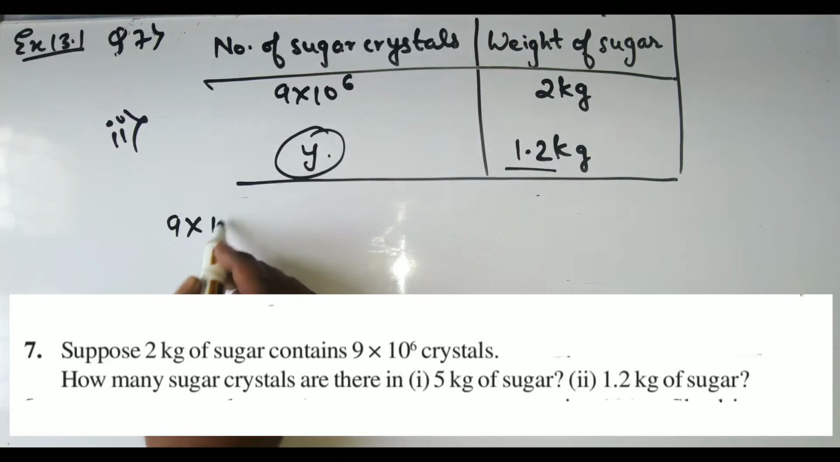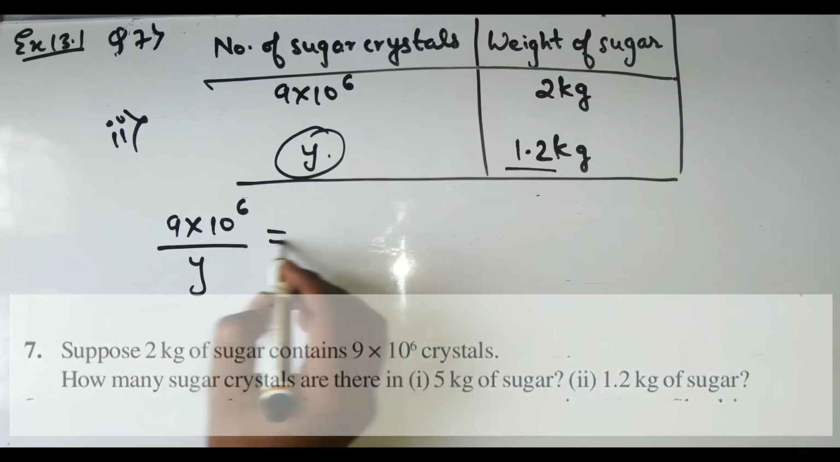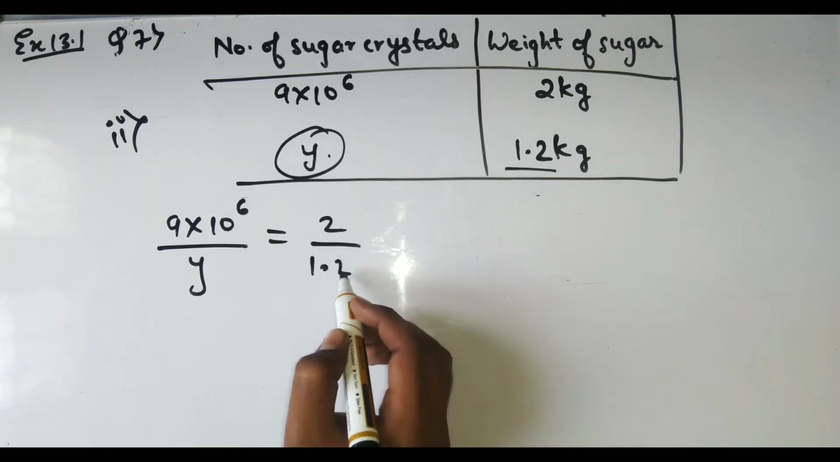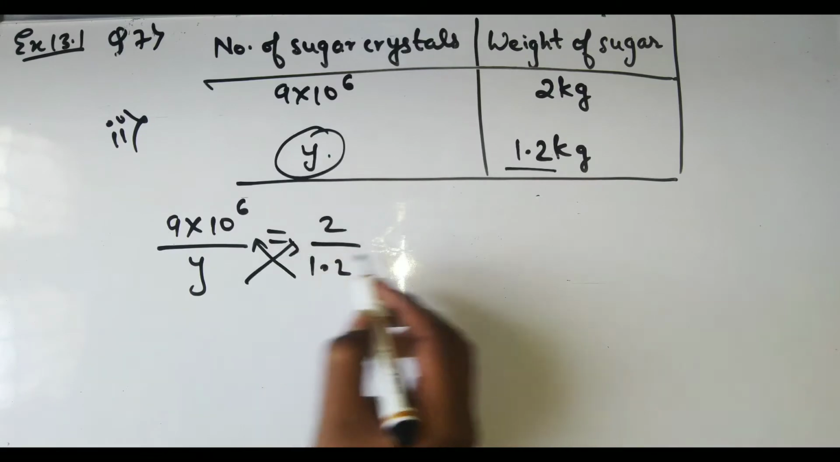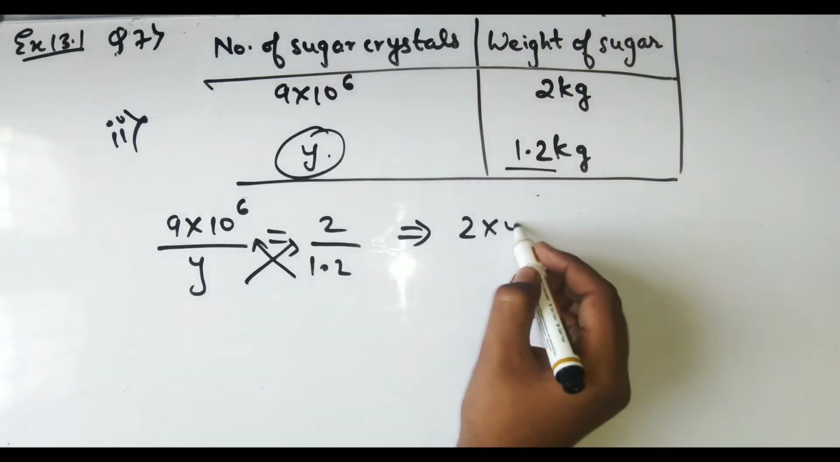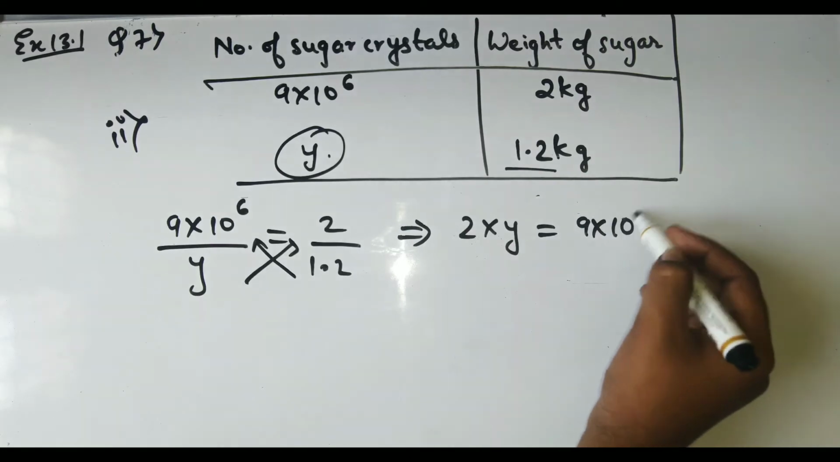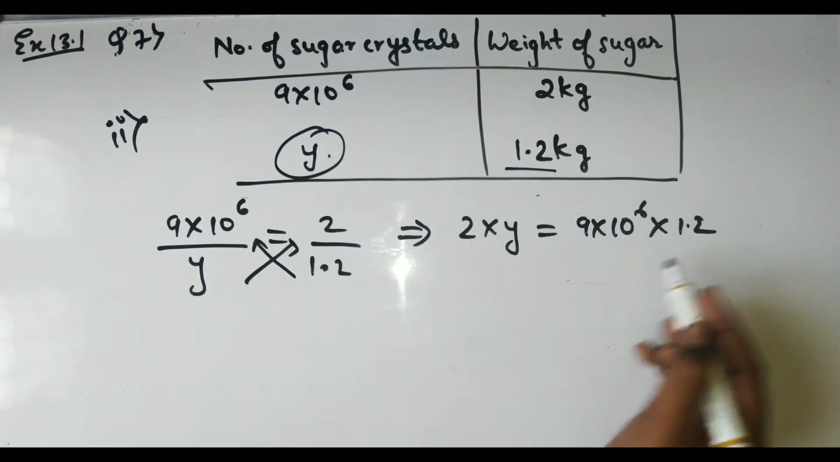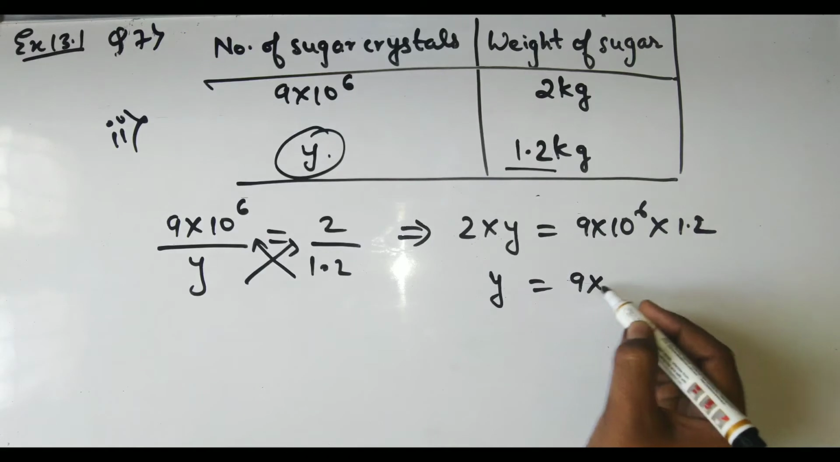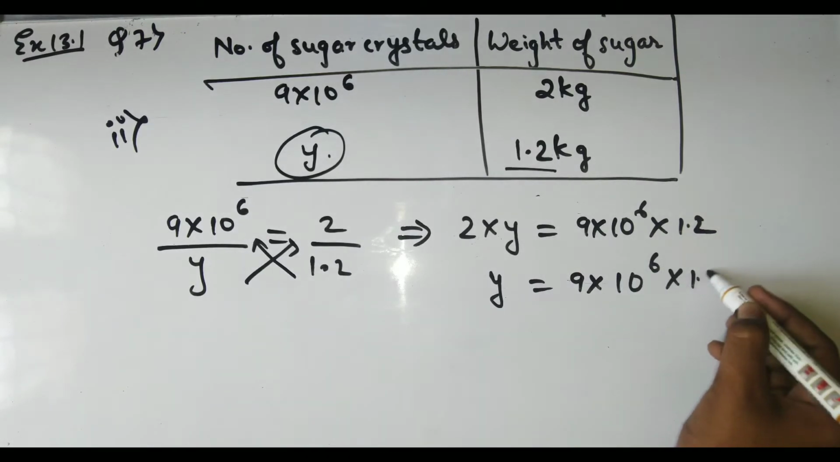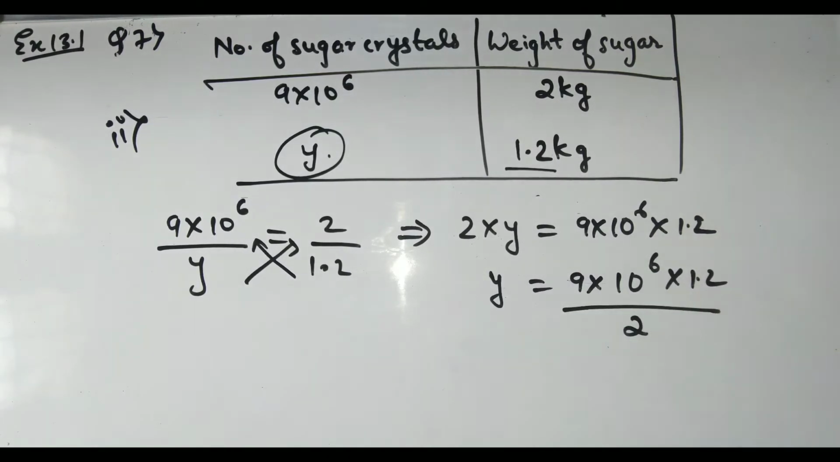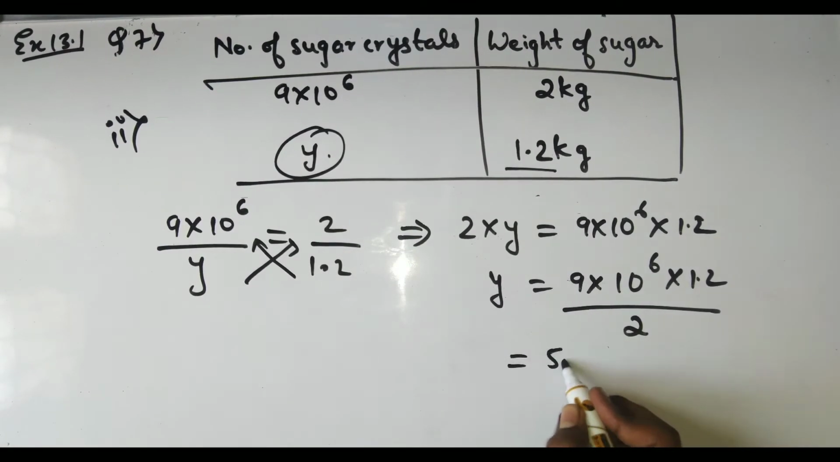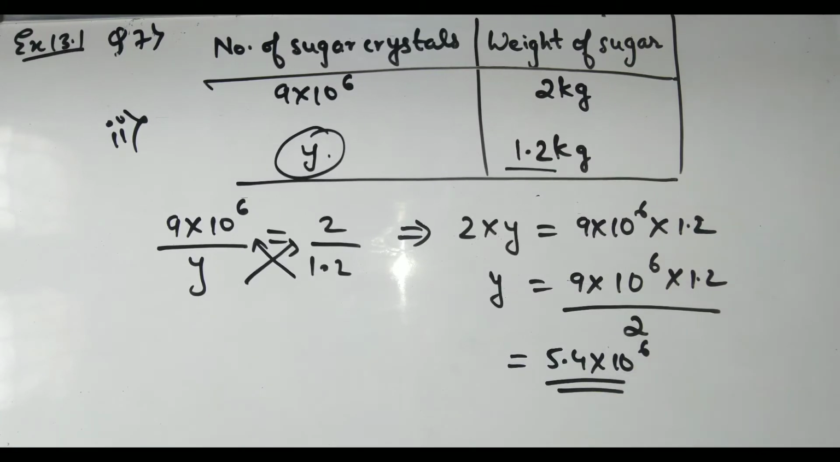Again the same thing, 9 into 10 power 6 by y is equal to 2 by 1.2. Cross multiply, so that implies 2 into y is equal to 9 into 10 power 6 into 1.2. So from here y I'll get it as 9 into 10 power 6 into 1.2 divided by 2. So multiplying and dividing, I'll get the value as 5.4 into 10 power 6. So this will be my answer. Okay, so two parts of the question have been solved.